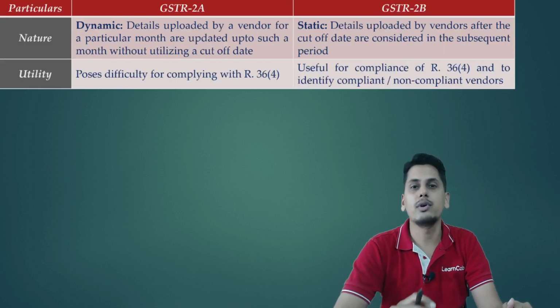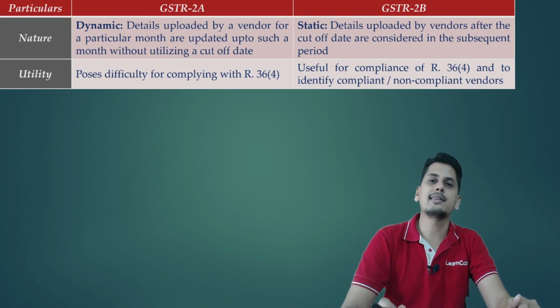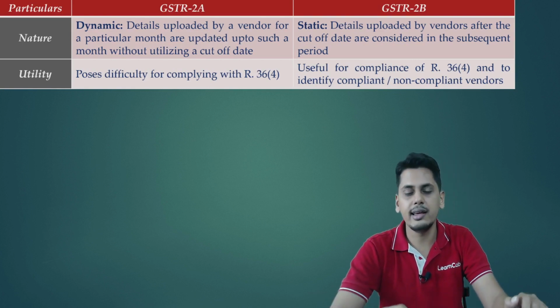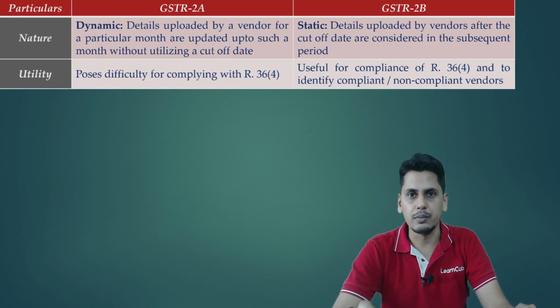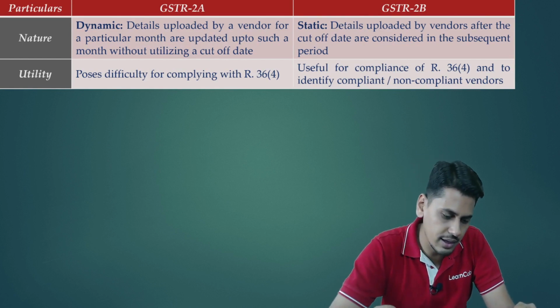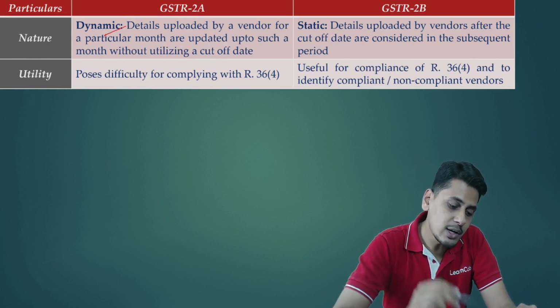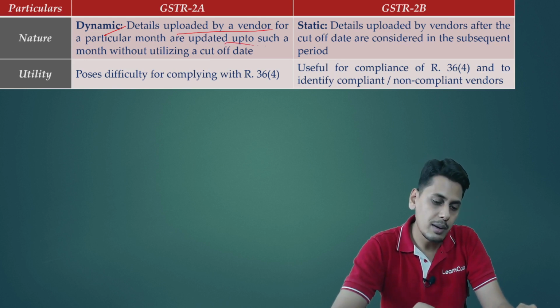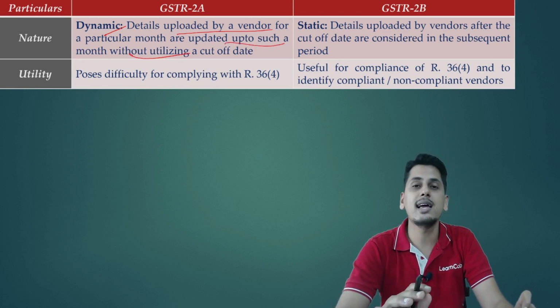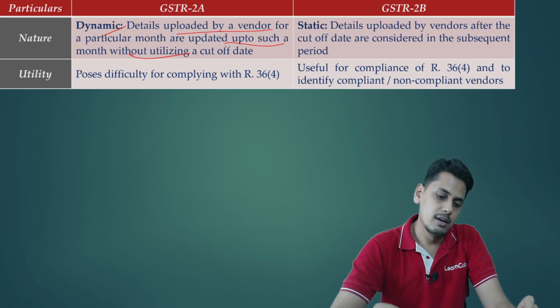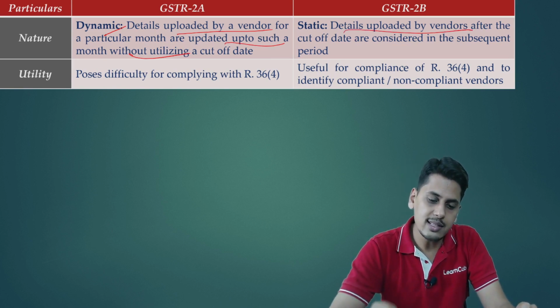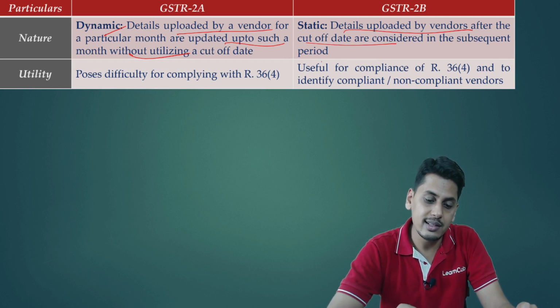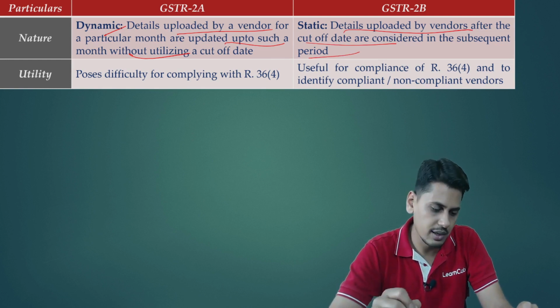Let's have a few examples. But before we get into the examples, let's have a look theoretically at the difference between 2A and 2B. All of us know, we are just having a reading. GSTR-2A is dynamic. Details uploaded by a vendor for a particular month are updated up to such a month without utilizing a cutoff date. GSTR-2B is static. Details uploaded by vendors after the cutoff date are considered in the subsequent period.